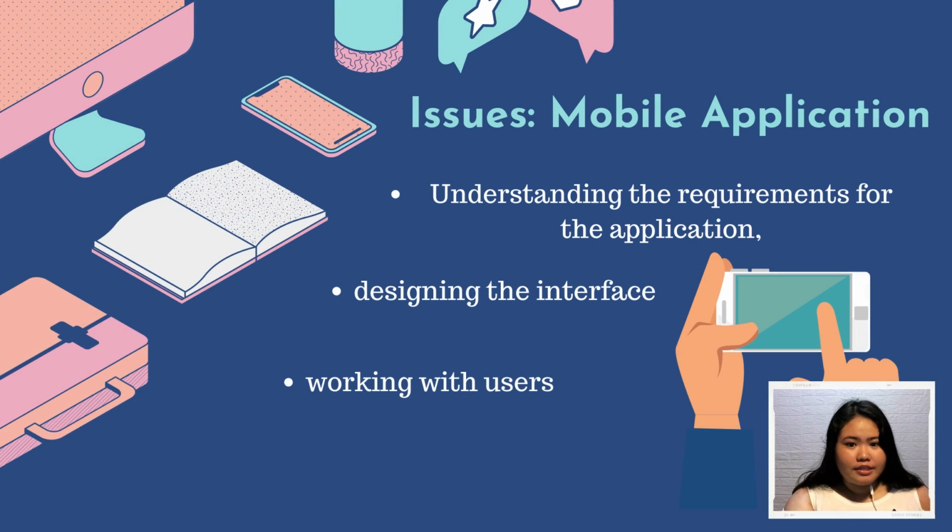The next thing that we're going to discuss is the sidebars when it comes to developing mobile applications. So generally speaking, building a mobile application is the same as building an application on a computer. Developers should know and understand the requirements for the application, design the interface, and work with the users. So these are the steps that need to be carried out when we develop mobile applications.